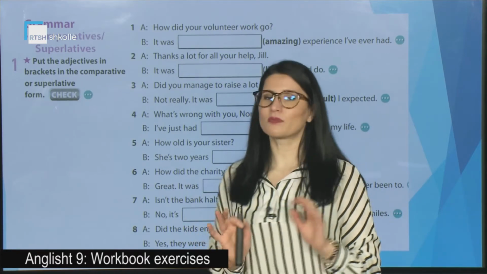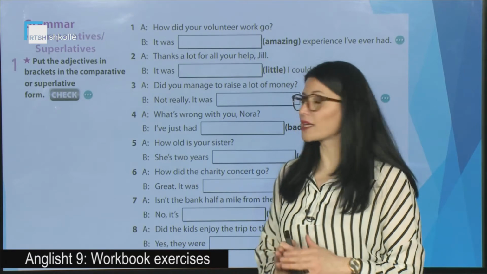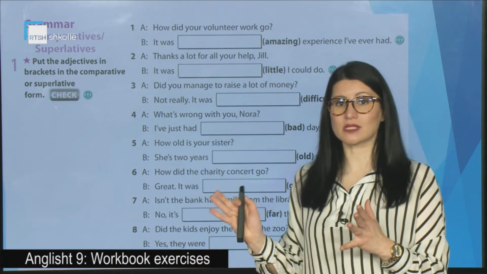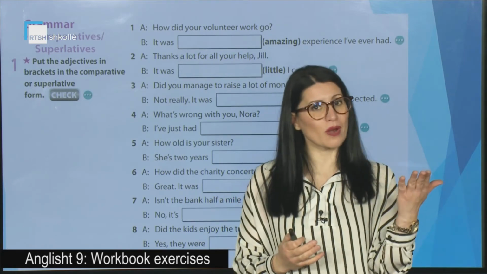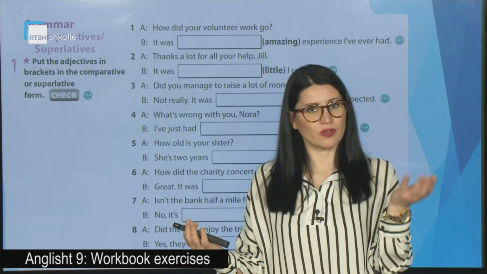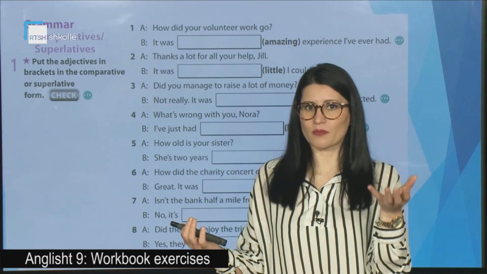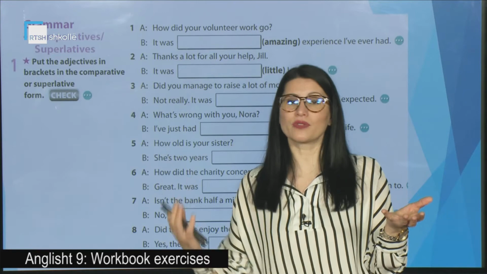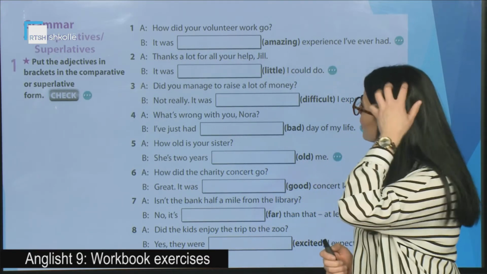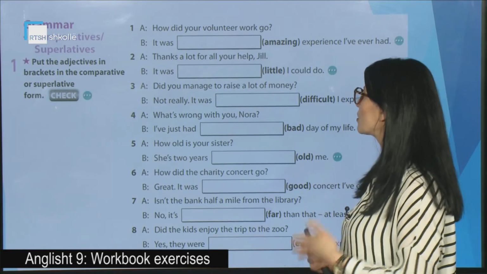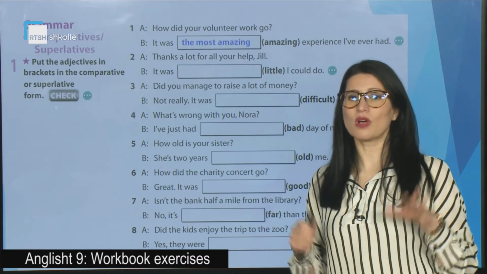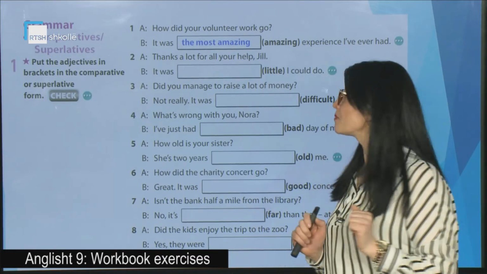Exercise number 1 says, put the adjectives in brackets in the comparative or the superlative form. So we need to understand if the sentence is comparing one person or thing to another person or thing, or if in the sentence one person or thing is compared to the rest of the persons or things in the same group. Number 1. How did your volunteer work go? It was the amazing experience I have ever had. So the most amazing experience, right?